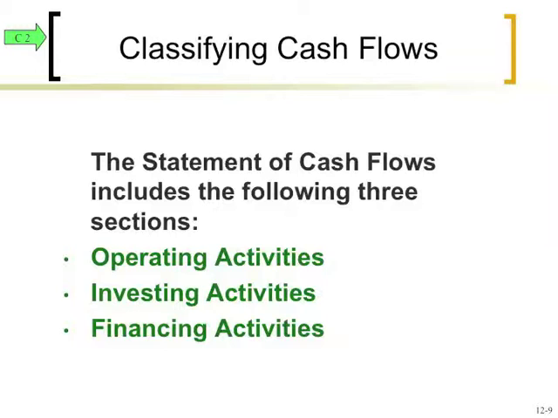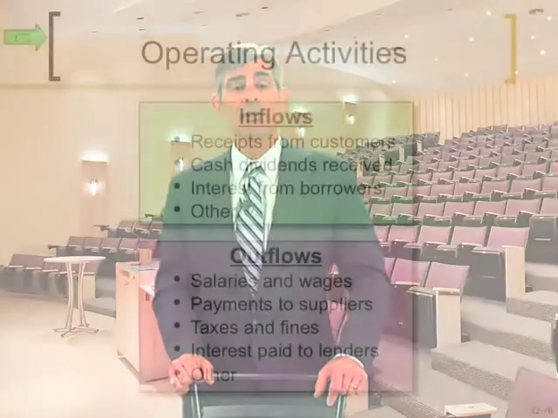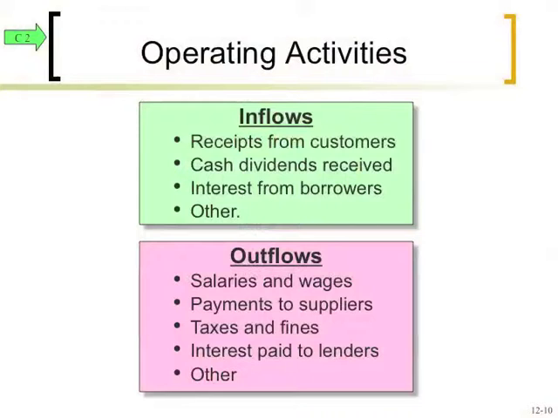The second section is the investing activities, and here we're looking at what the company did with cash. Did they invest or did they divest? Did they sell off assets? The third section is the financing section, and here we look at whether the company borrowed money or sold stock or paid dividends. So let's take a look at slide 10, which deals with the operating activities.